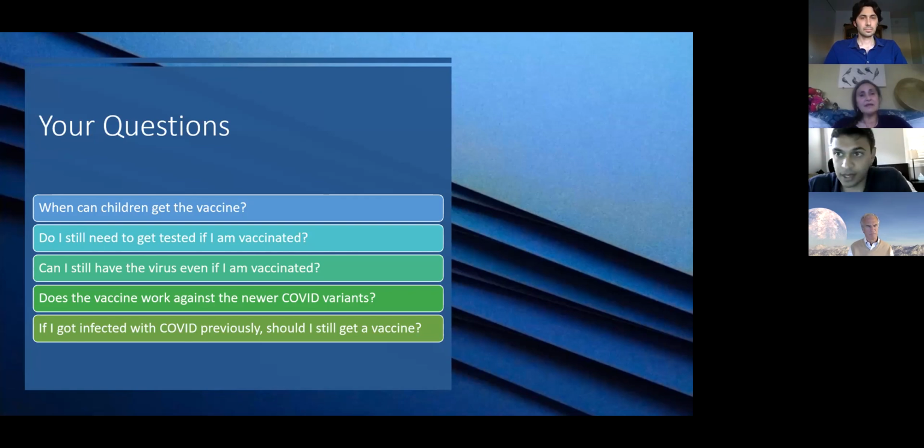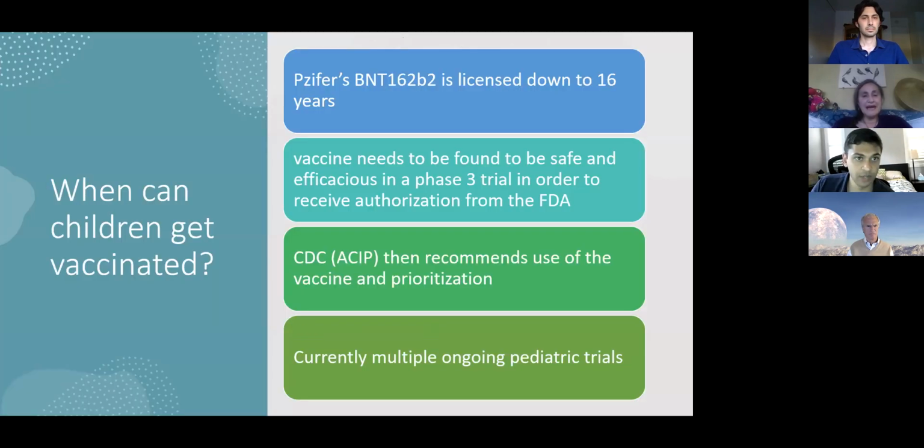So I think we've set the stage at this point. And we want to address these 5 questions that were received from you ahead of time. When can children get the vaccine? Do I still need to get tested if I'm vaccinated? Can I still have the virus even if I'm vaccinated? Does the vaccine work against the newer COVID variants? And if I got infected with COVID previously, should I still get a vaccine? So we'll address each of these questions.